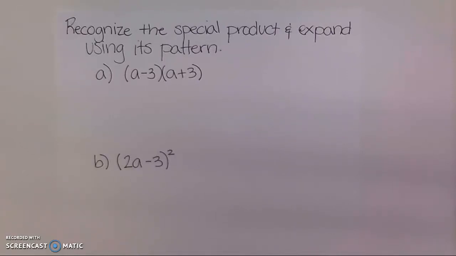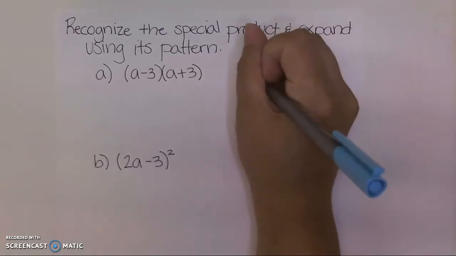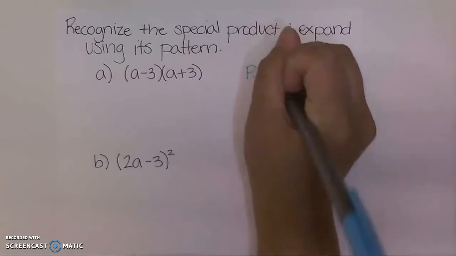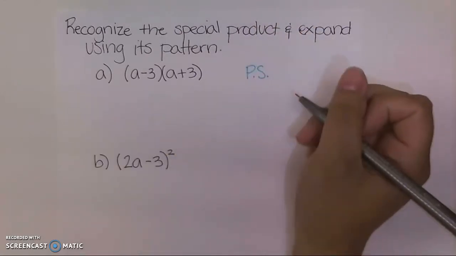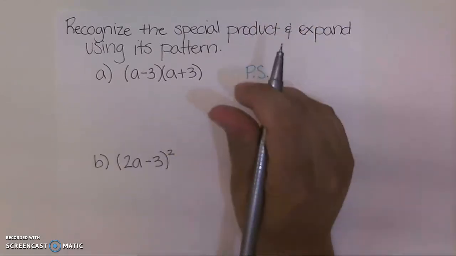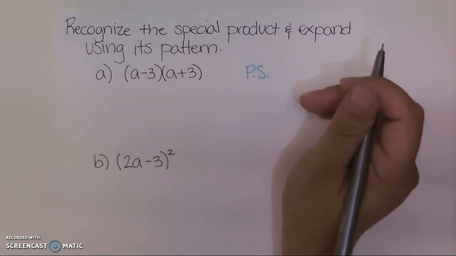This video is going to talk about special products and their patterns that they have when multiplied. There are two types of special products. The first is a perfect square. Perfect square products are going to be two exactly the same binomials. They look exactly the same.